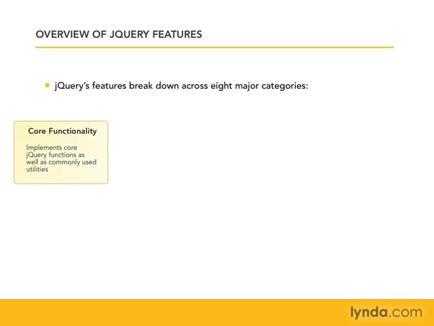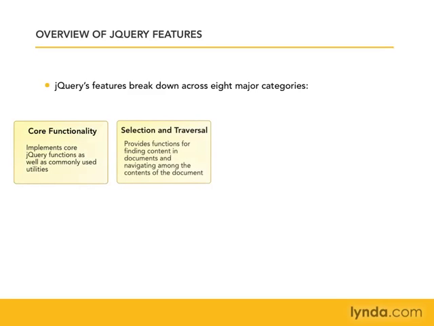jQuery's features break down pretty much across 8 major categories. There's the core functionality piece, and this piece implements pretty much the core jQuery functions as well as some commonly used utility methods. Then there's the selection and traversal category.